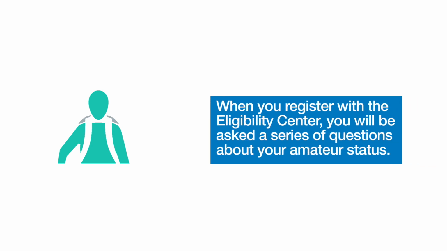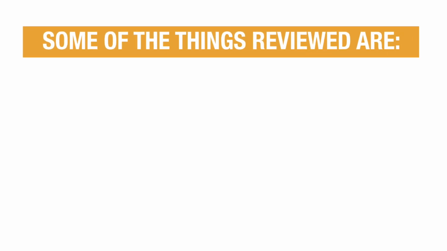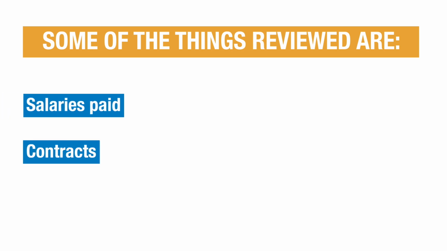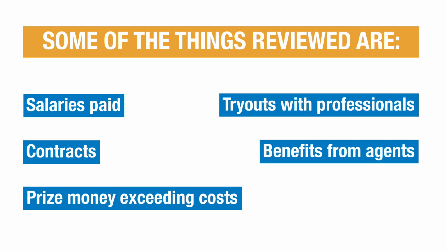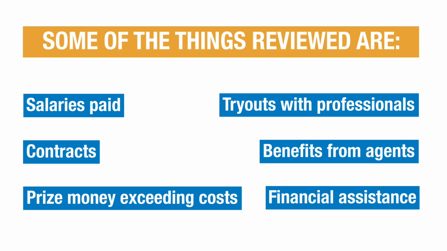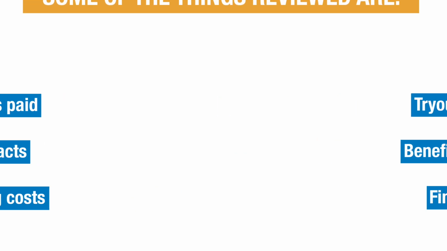The second certification required to practice, compete, and receive an athletic scholarship is for amateurism. When you register with the NCAA Eligibility Center, you will be asked a series of questions about your sports participation to determine your amateur status. Some of the things reviewed by the Eligibility Center staff during your amateurism certification include any salaries paid to you related to your athletic ability, contracts you may have signed, prize money, tryouts with professionals, benefits from agents, and financial assistance related to your athletic ability you may have received.